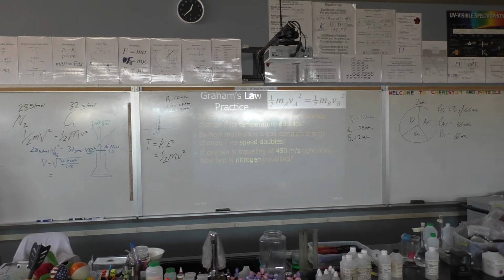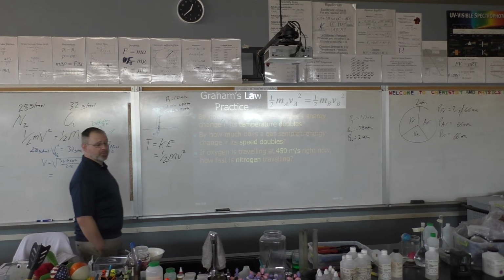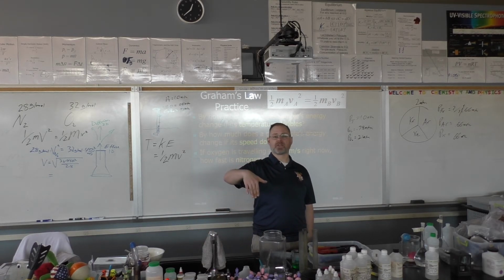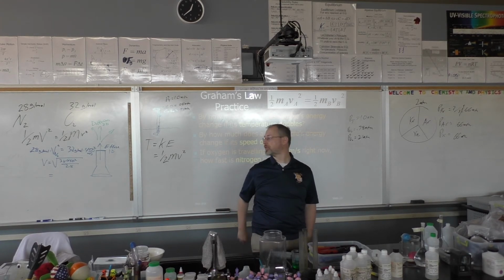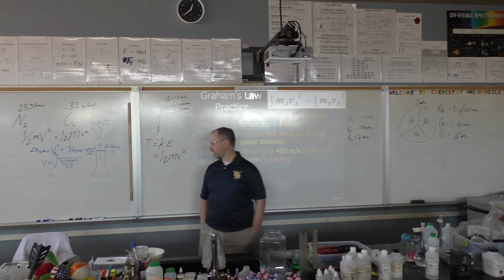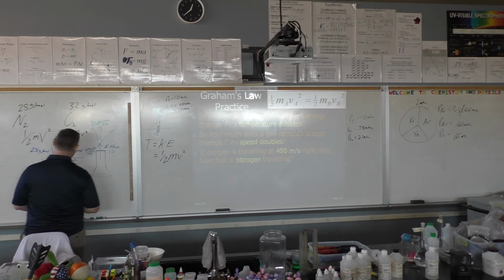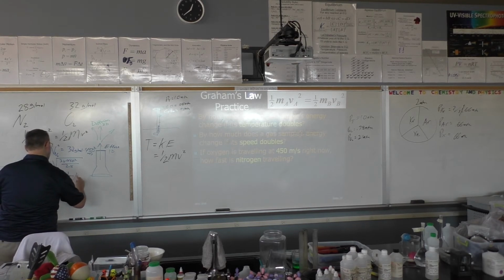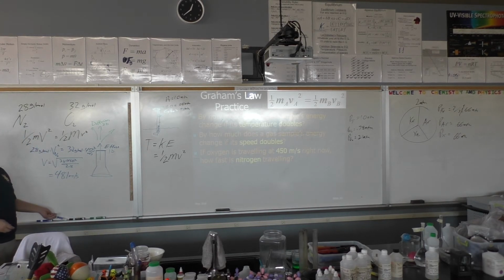Now keep in mind, ask yourself when you get an answer, if your answer makes sense. Because nitrogen is more or less dense than oxygen? Less dense. So it should be moving faster or slower? Faster. It should be moving faster. How much faster? How fast is it moving? 481.07. 481 meters per second. That makes sense.